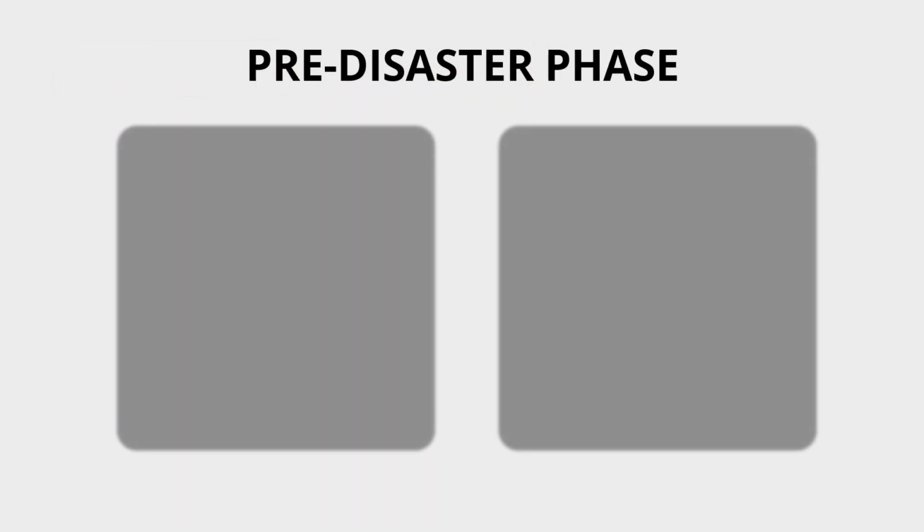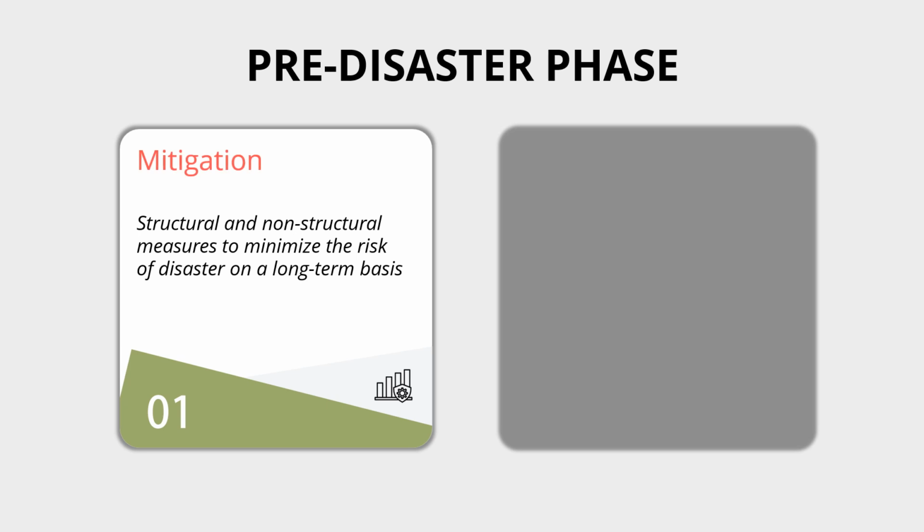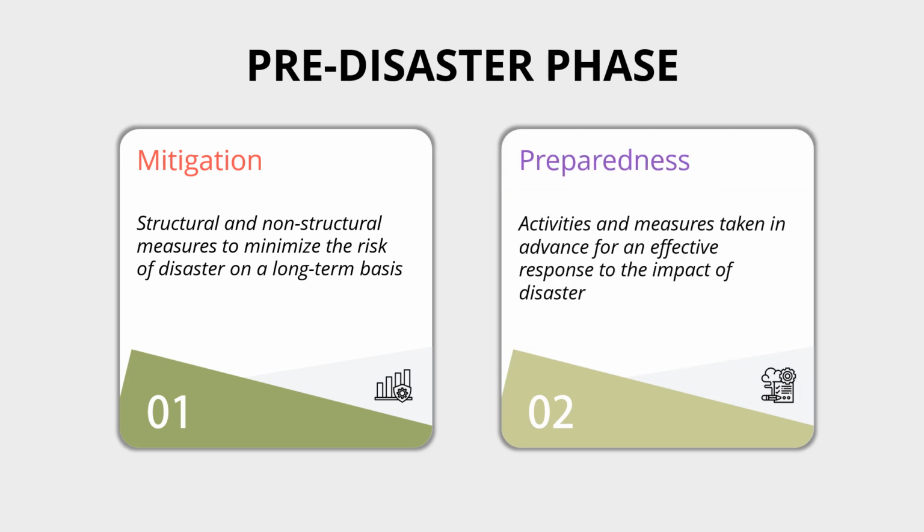So when we're looking at the pre-disaster phases, these include mitigation or prevention and preparedness. As you can see, we usually don't like to use prevention because that actually gives you a false hope that you can prevent a natural hazard from happening. So that's why we usually focus a bit more on mitigation rather than prevention. When we look at mitigation, that can be divided into two different types of measures, structural and non-structural, to mitigate the risk of disaster on a long-term basis. When we talk about preparedness, these are the activities and measures taken in advance for an effective response to the impact of disasters.